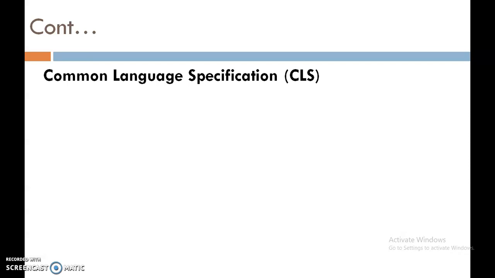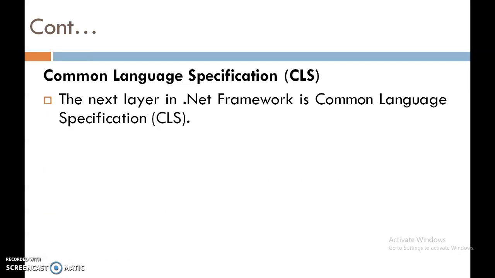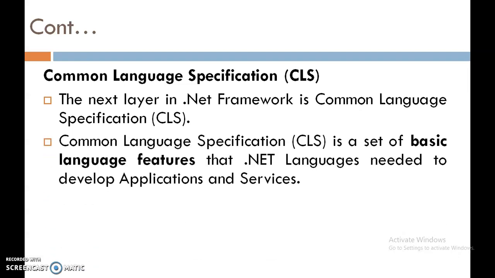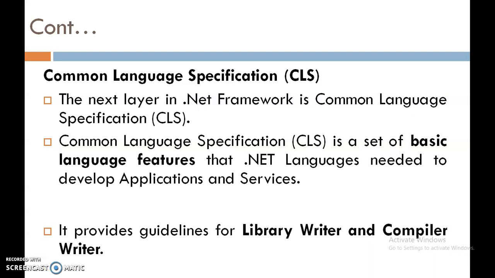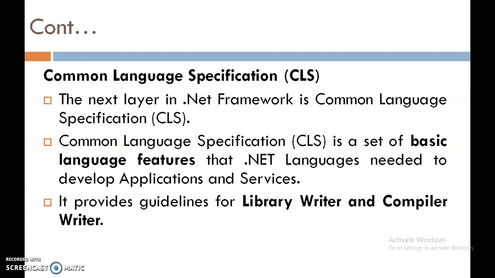Now, the next component above the applications is CLS, Common Language Specification. CLS is a set of basic language features that .NET languages need to develop applications and services. Means .NET supports various languages, and this CLS is used to create code using various languages. It also provides guidelines for library writers and compiler writers.